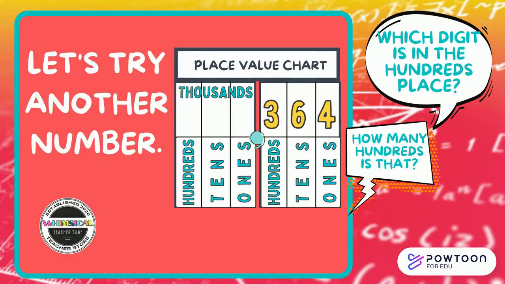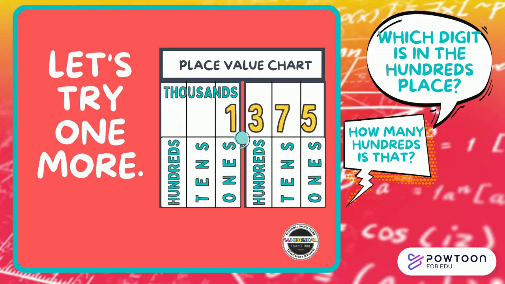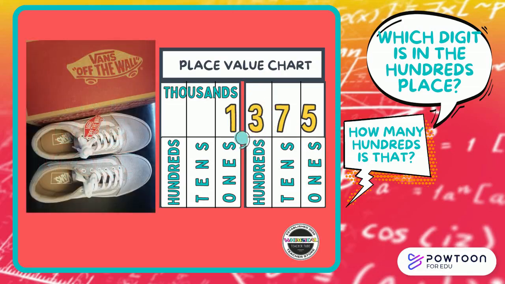Let's try another number. Which digit is in the hundreds place? How many hundreds is that? Did you say there's a 3 in the hundreds place? And that's 3 hundreds? That's worth 300. Let's try one more. Which digit is in the hundreds place? How many hundreds is that? Did you say there's a 3 in the hundreds place? That's 3 hundreds, worth 300. I could buy a lot of cute shoes with that.